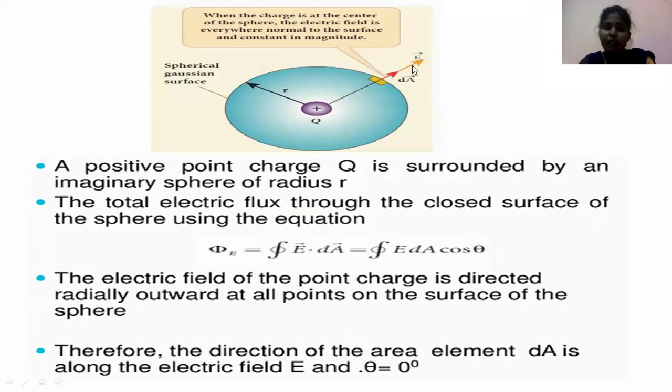To find the magnitude, let us place a unit test charge, +1, at this point. Whenever you have to find the electric field at some point, you have to place a unit test charge, a charge whose value is 1. So place a unit test charge here, which is +1.